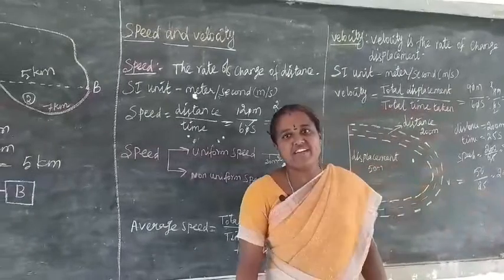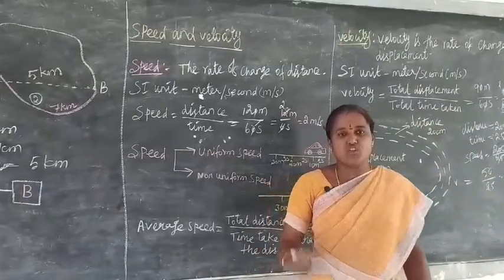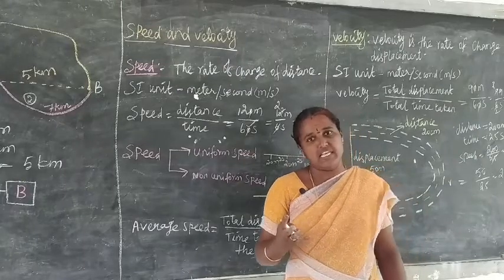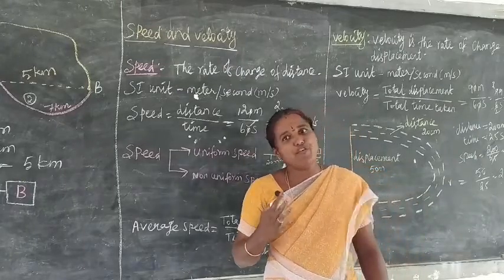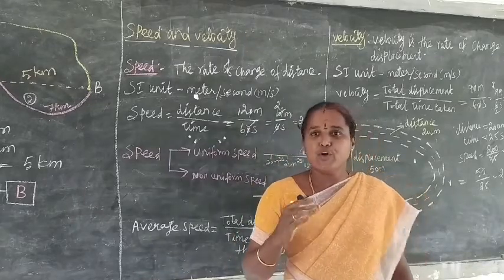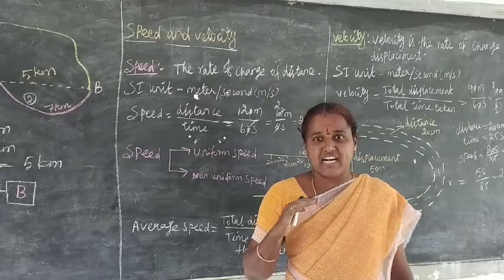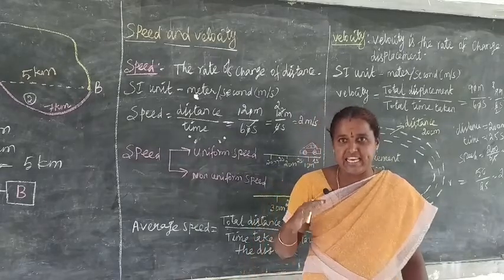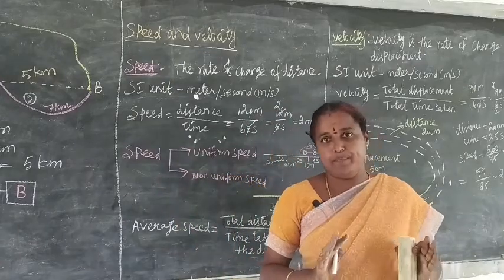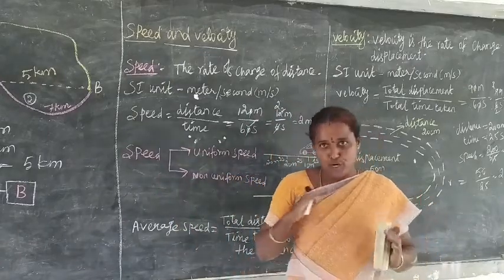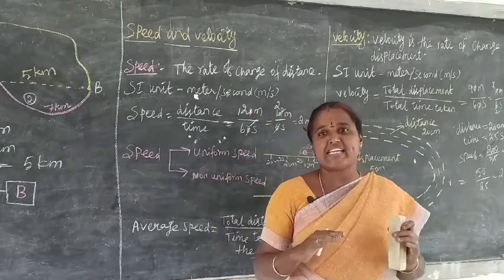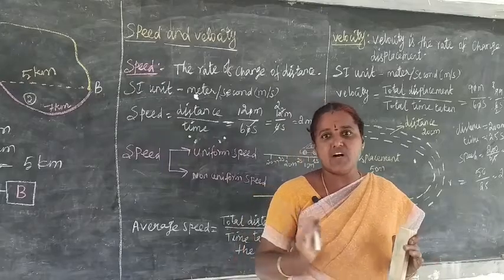Next, we can classify velocity in two types. First one is uniform velocity. Second one is non-uniform velocity. First we see uniform velocity. What is uniform velocity? A body has uniform velocity if it covers displacement in the same direction in equal intervals of time.